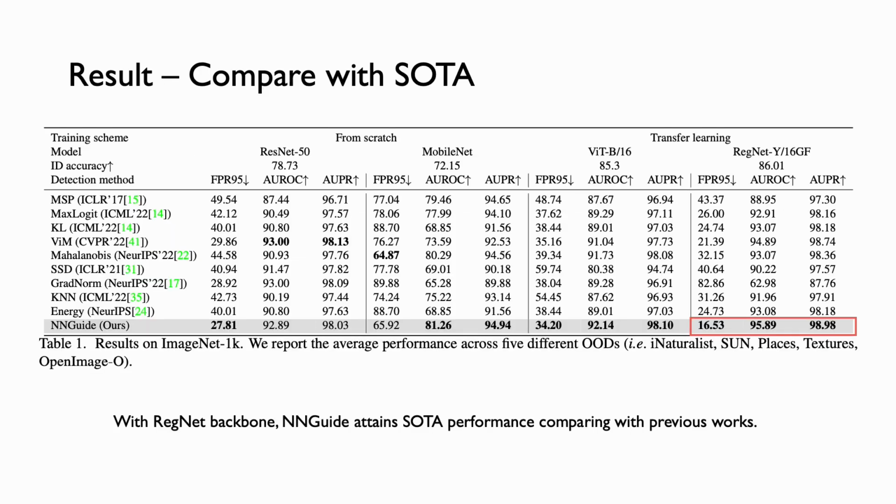In this slide, from scratch indicates that these two networks are trained only on ImageNet 1K, and transfer learning indicates that these two networks are pre-trained with ImageNet 21K and fine-tuned on ImageNet 1K. And we can see the performance gap between the two groups. With RegNet backbone, which is the best performing network, we attain the state-of-the-art performance with the ImageNet 1K testing protocol.